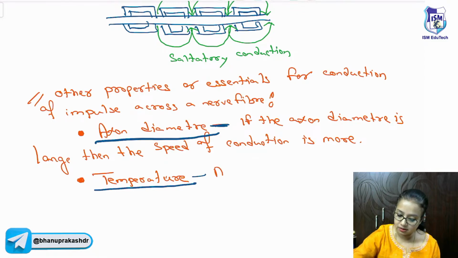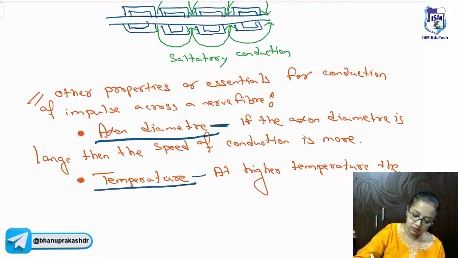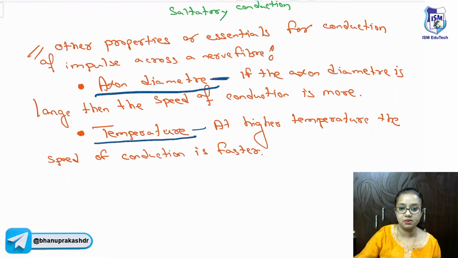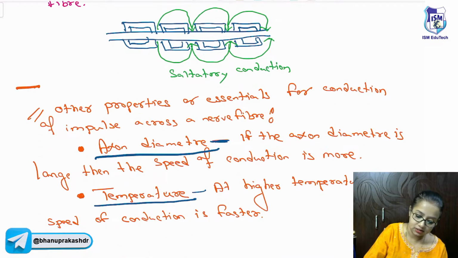At higher temperature, the speed of conduction is faster. So at higher temperature, the rate at which the impulse is conducted is faster than that at lower temperature. These are the points to be remembered on the side.